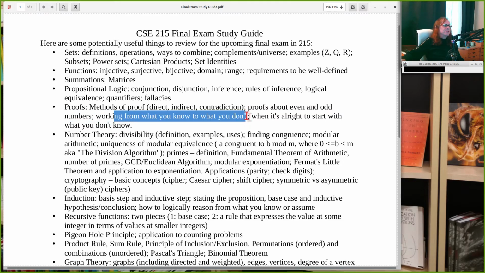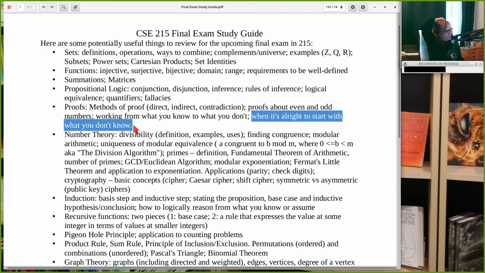Basically, you're working from what you know to show something that you don't yet know, right? But every step of a proof has to follow from what you've done so far and/or from various laws of logic, propositional logic. So when we're doing these proofs on evens and odds, the only thing we really know is that an even number can be written as twice an integer, and an odd number can be written as twice an integer plus 1. And that's what you have to build from. When it's all right to start with what you don't know, that's a proof by contradiction, or some kind of contingent proof. Prove that if P is true, then such and such happens. Well, we can assume P is true. That's what we're trying to show, that if P is true, then something else happens. So you can start by assuming P is true. That doesn't prove P is true, right? It just says if P is true, then other stuff.